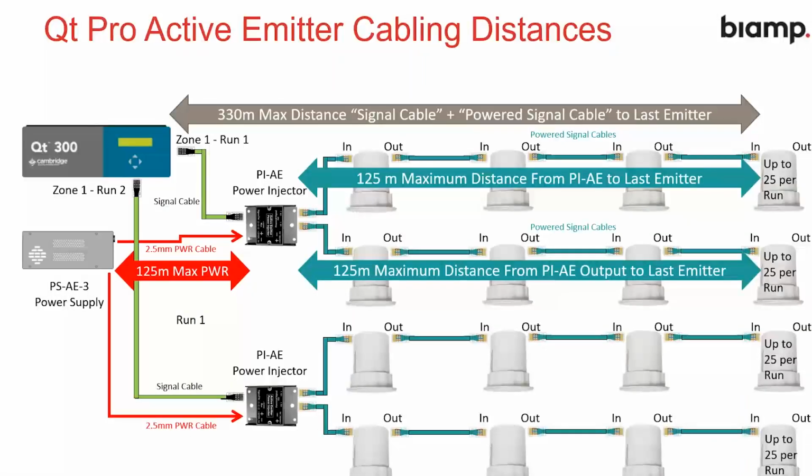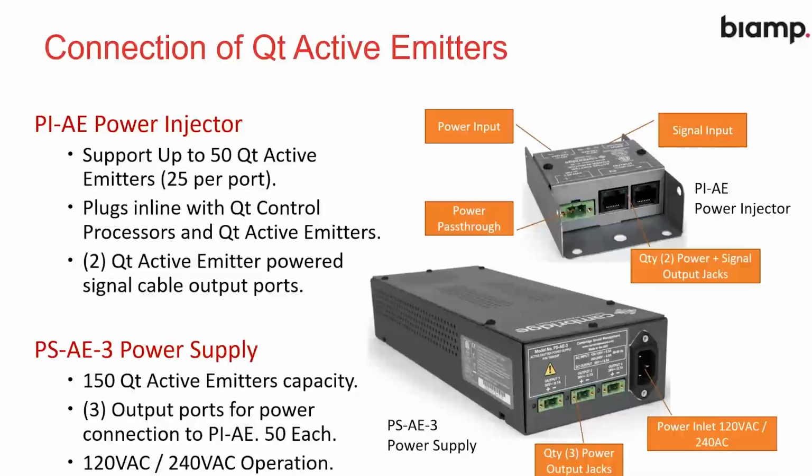And again, you have the same out of run 2 if you wish, or another zone, you can use that. And the 2 items that we use to connect the active emitters are the power injector and the power supply. The power supply can do up to 150 emitters. As long as you do not have more than 50 per channel, you can use each channel for more than 1 power injector.